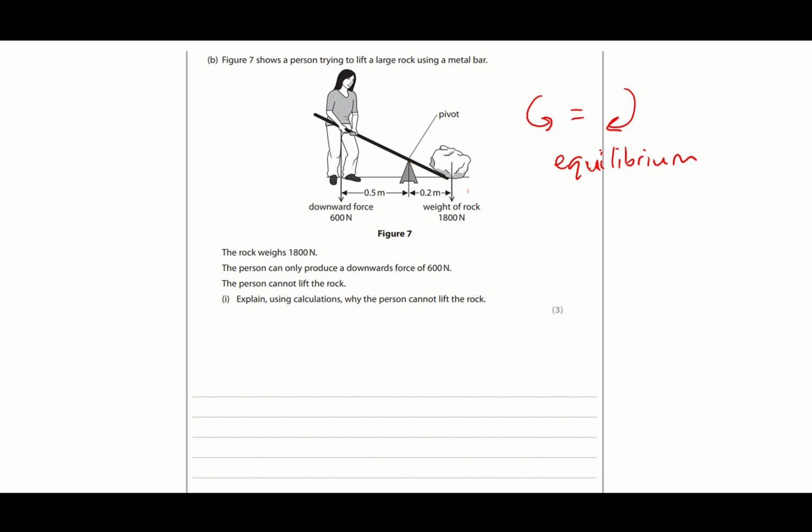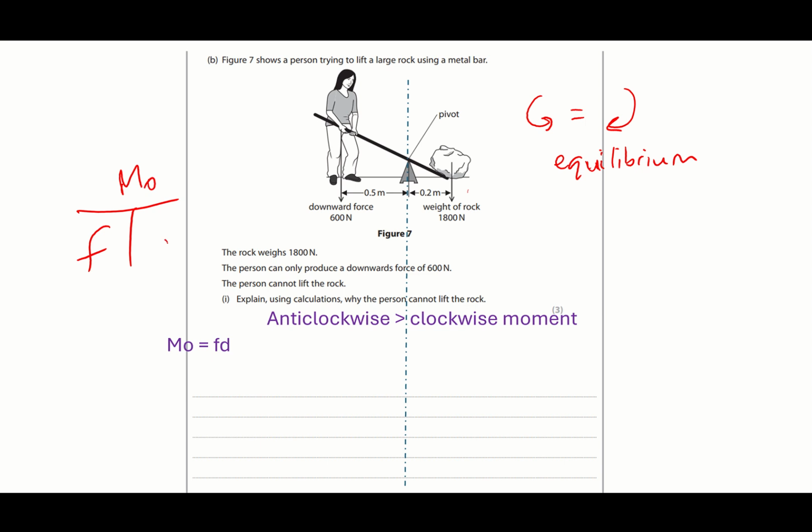How I taught you in class is to draw a line down the middle from the pivot. Here's the anti-clockwise on that side, and the clockwise is on the other. We want to make sure the anti-clockwise is greater than the clockwise, so the force of the person must be greater than that of the rock so they can lift it. Do a bit of maths. The moment equals force times the perpendicular distance from the pivot, which they give you there. Remember, they might try to catch you out by putting another distance there. We don't ever want that. We want the perpendicular distance, so 90 degrees to the line of the force.